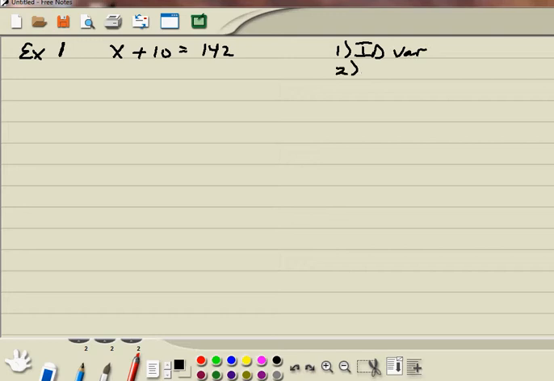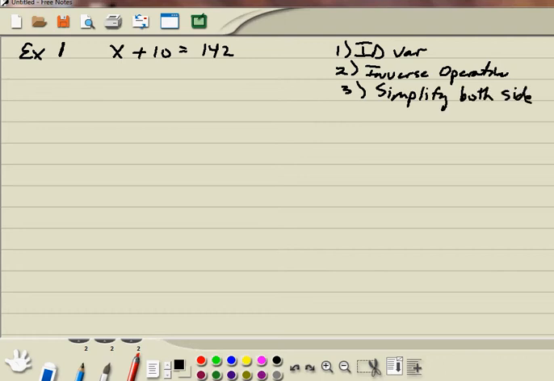And number 2, we're going to do what's called the inverse operation. And number 3, we're going to simplify both sides. And number 4, we're going to just check our answer to make sure we did everything correctly.